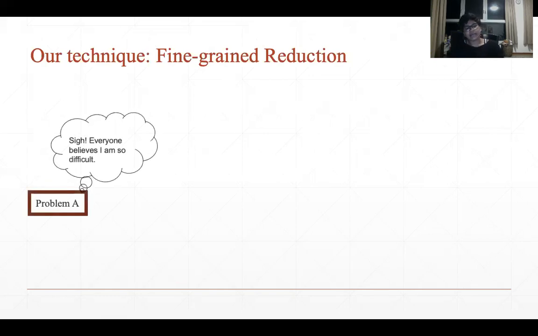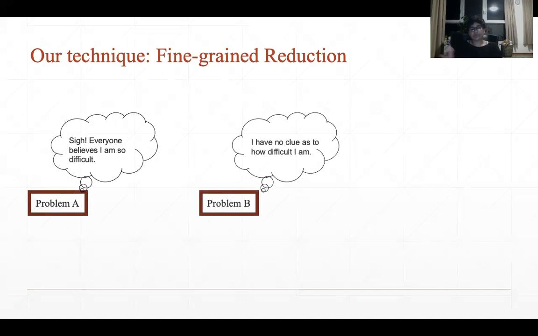Now let's say we have this problem A, which is very well studied. A lot of people have put effort into it, but for some reason it has the reputation of being hard. People are not able to find fast algorithms for problem A. And now suppose there's a problem B, which is interesting, but has not been studied as much as problem A, and people don't know how hard it is to solve problem B.